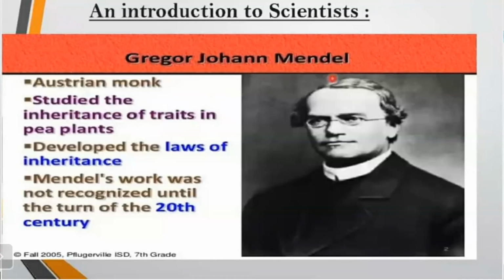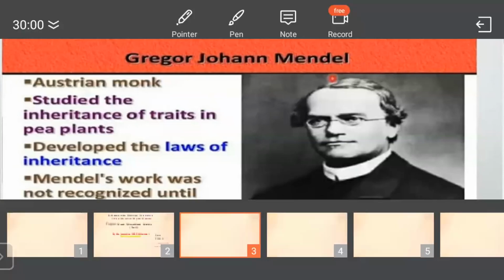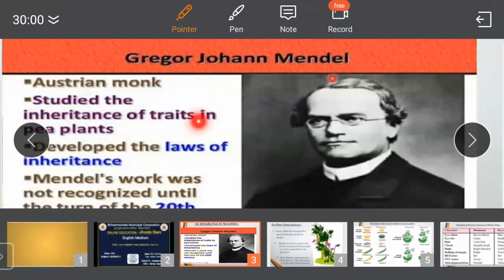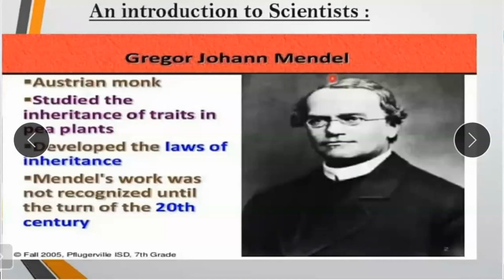Then we have seen about Mendel's principles of heredity. Here is an introduction of a scientist, Gregor John Mendel. Who was Gregor John Mendel? He was an Austrian monk, an Austrian scientist, who studied the inheritance of traits in pea plants, and he developed the laws of inheritance through research on plants, especially the pea plant. Mendel's work was not recognized until the turn of the 20th century; up till then, his various researches were not seen by anyone. But after the 20th century, his work was appreciated and recognized. So he was the person who is responsible for the principles of heredity.